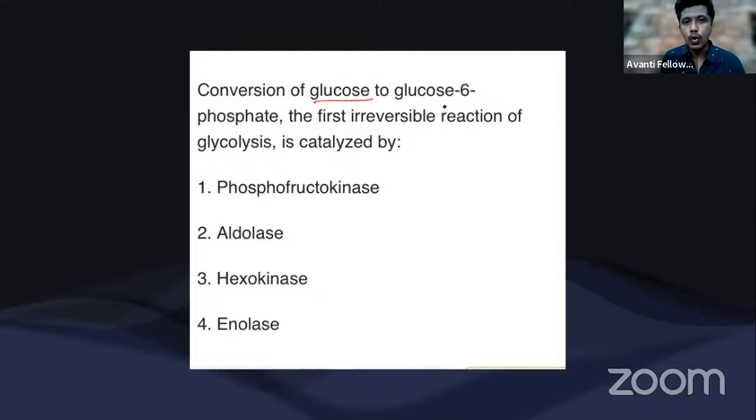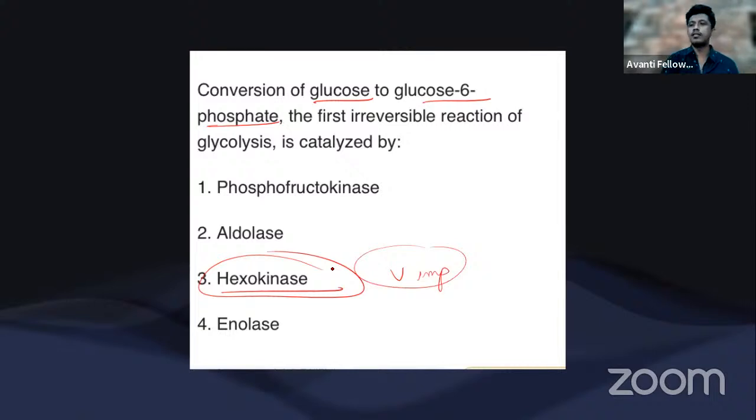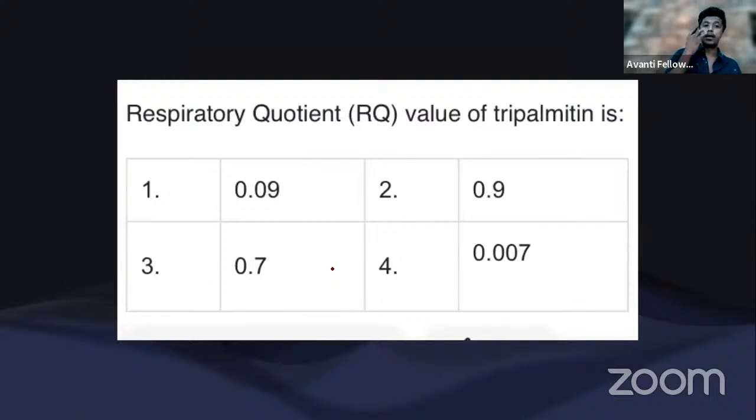So conversion of glucose to glucose 6-phosphate happens through an enzyme called hexokinase. Remember these enzymes, very important. Because many times, since only a few enzymes are mentioned in your textbook, the same questions tend to appear in your NEET examinations. So the answer for this is hexokinase. So remember the enzymes, whatever is mentioned in your textbook. That's a clue. Now, respiratory quotient value for tripalmitin is: 0.09, 0.9, 0.7, 0.07.